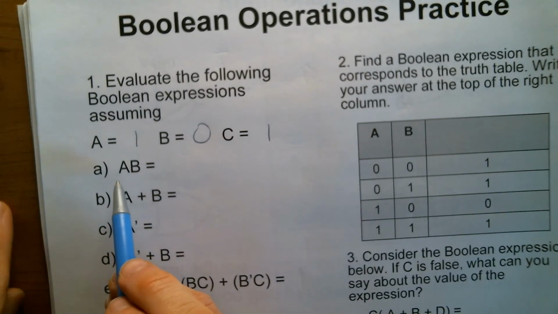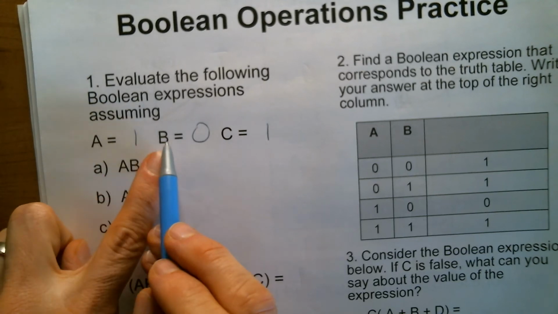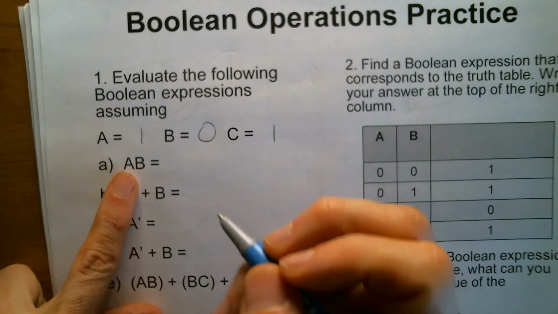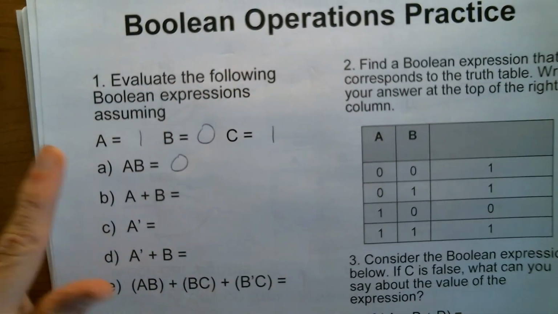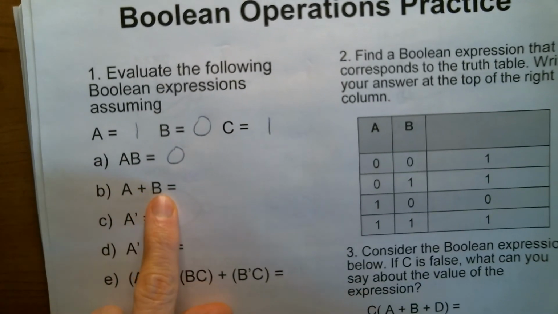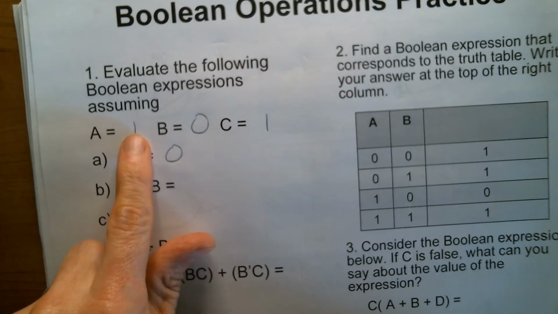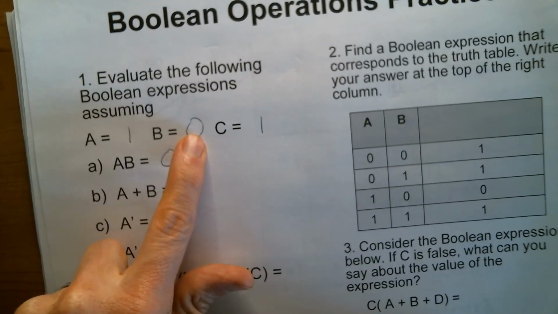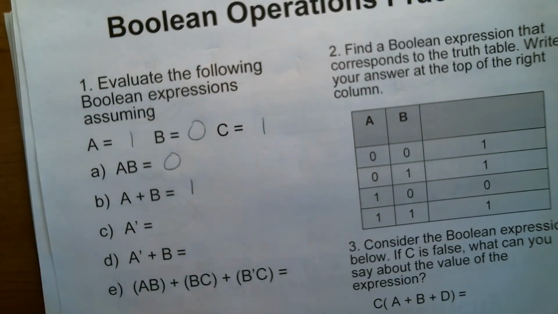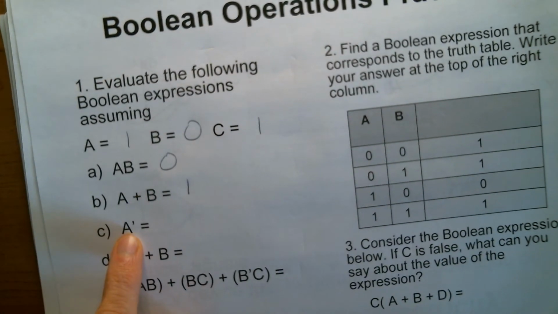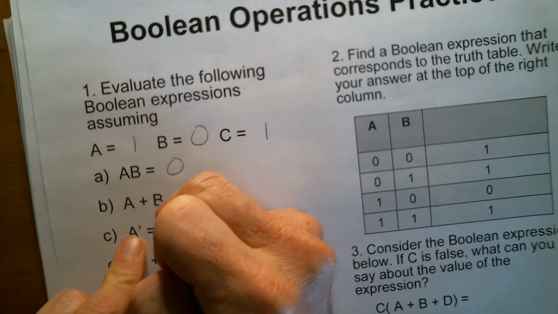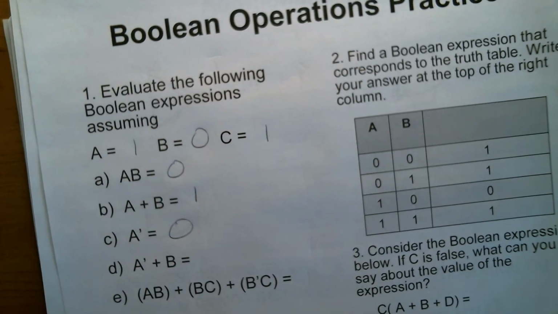All right, A and B is 1 and 0, so true and false. AND requires them both to be true, so this one is still false. All right, A or B. This is true or false. OR only requires one of them to be true, so this whole thing is still true. All right, this is not A. This was a 1. We're saying not A. So we've got a 0 there.